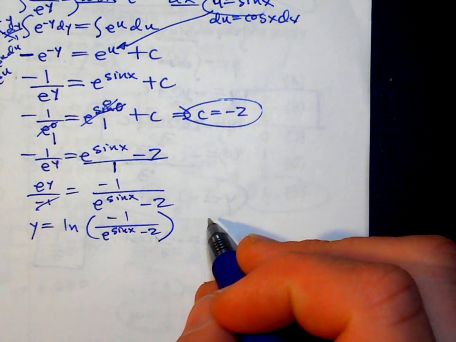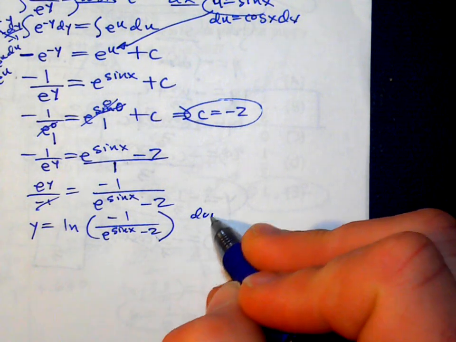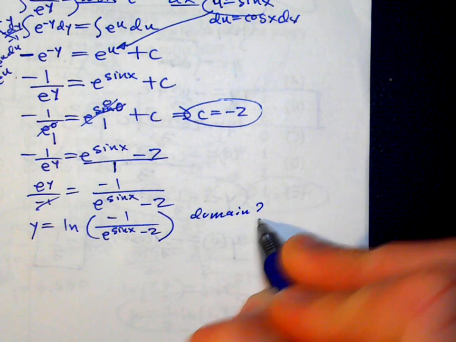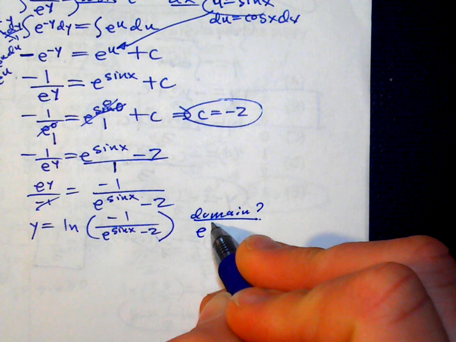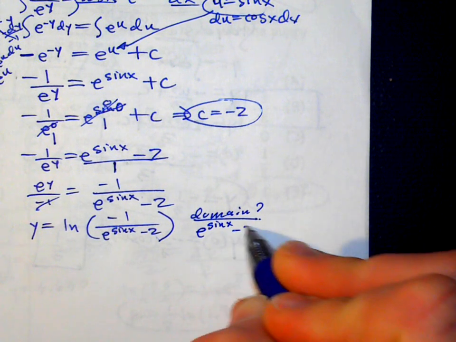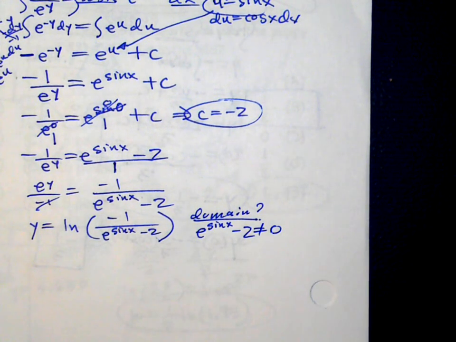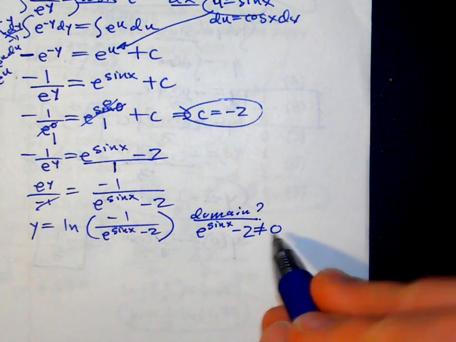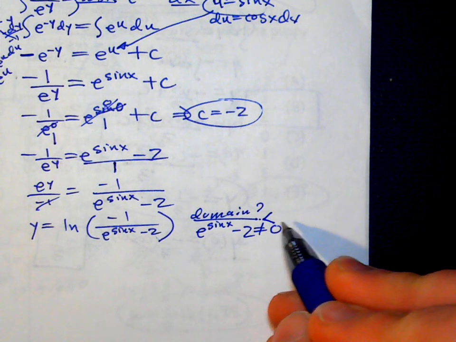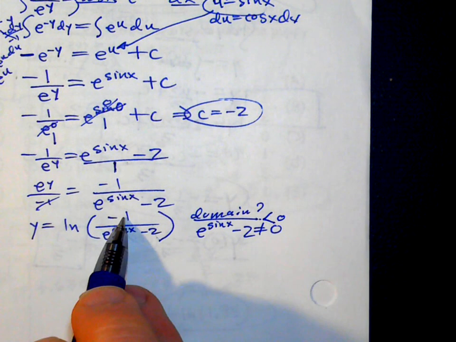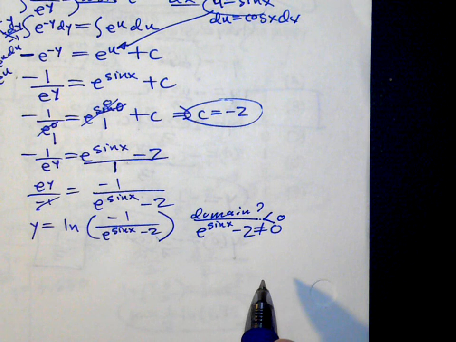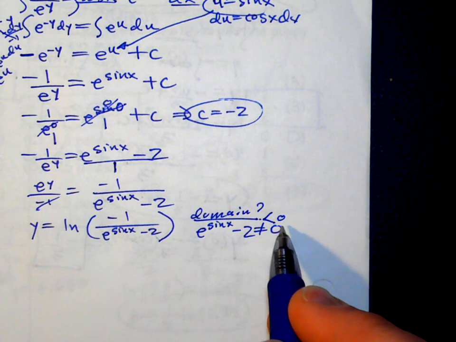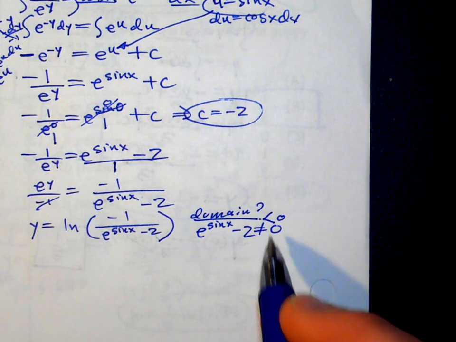One is, so I'm just going to write a little note to myself, domain question mark. So e to the sine x minus 2 cannot equal 0. Also, by the way, it more specifically needs to be negative, so that the negative on the top makes it positive because you can't take natural logs of negatives. Now, the nice thing about this is that both of these are going to get taken care of in the same work.